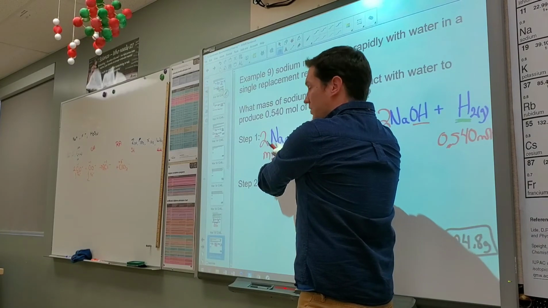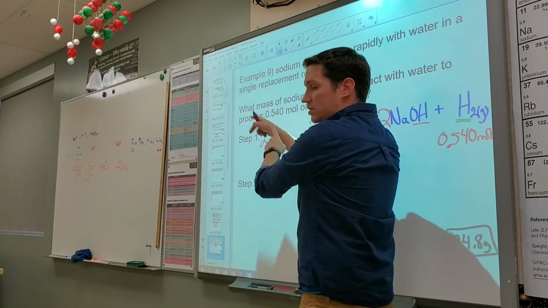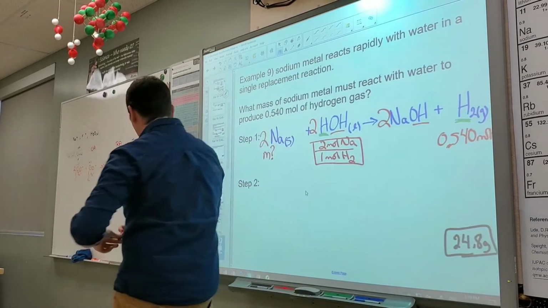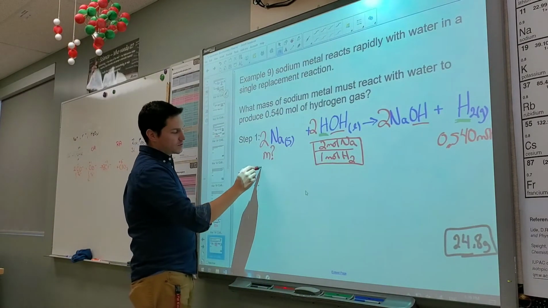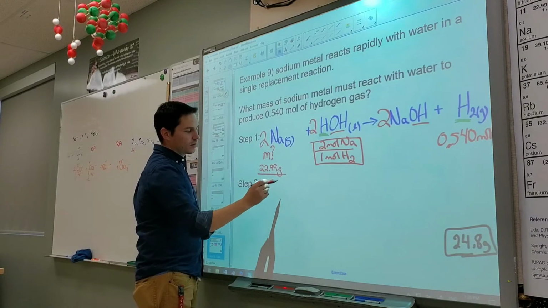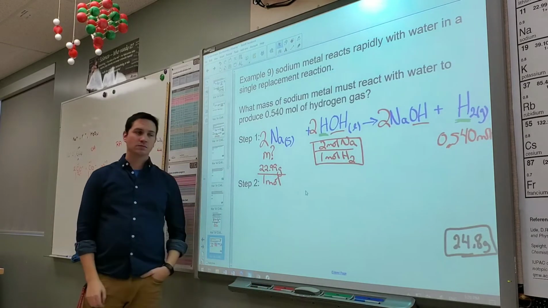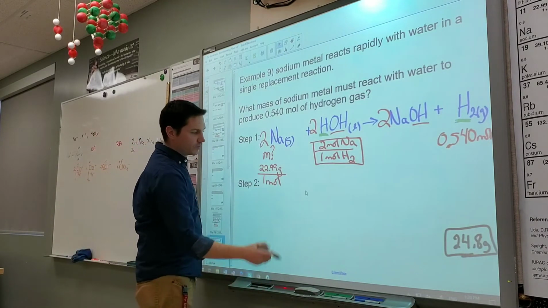Once I have the moles of sodium, what else do I need to get the mass of sodium? So you need to find the molar mass of sodium. The molar mass of sodium is 22.99 grams per 1 mole. And we could say of sodium, right?